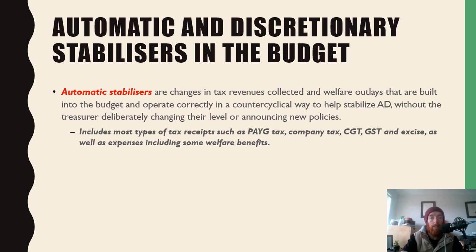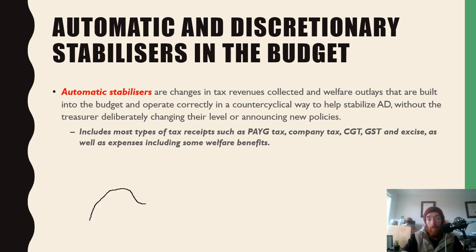So automatic stabilizers. These are the tax revenues collected and welfare outlays that are built into the budget and operate in a counter-cyclical way to help stabilize aggregate demand without the federal treasurer deliberately changing their level or announcing new policies. So this includes most types of tax, pay-as-you-go tax, company tax, capital gains tax, GST, and excise, as well as expenses including some welfare benefits. I'm betting after that sentence you're like, what are you even saying? There is nothing there that sounds like English to me.